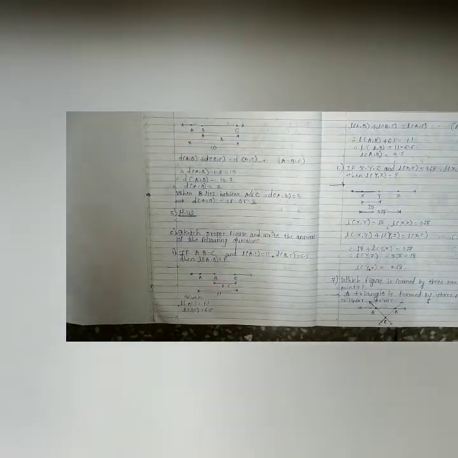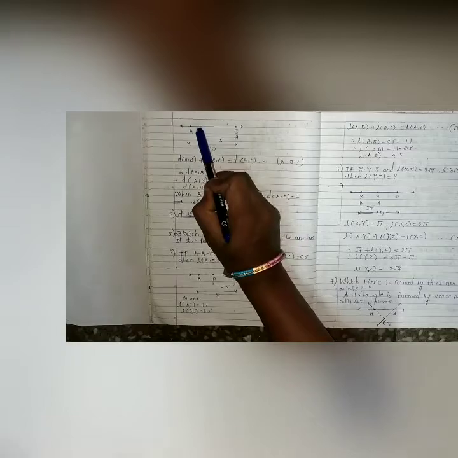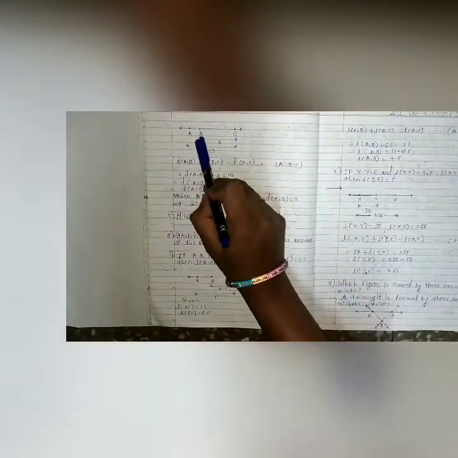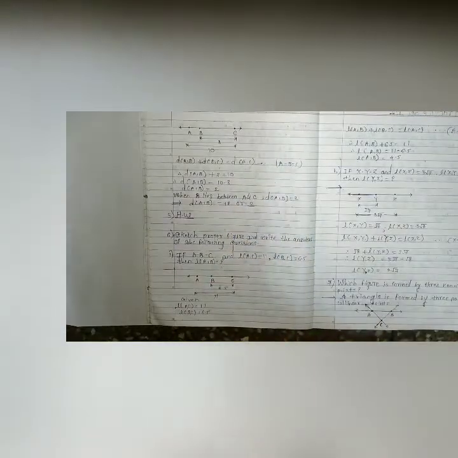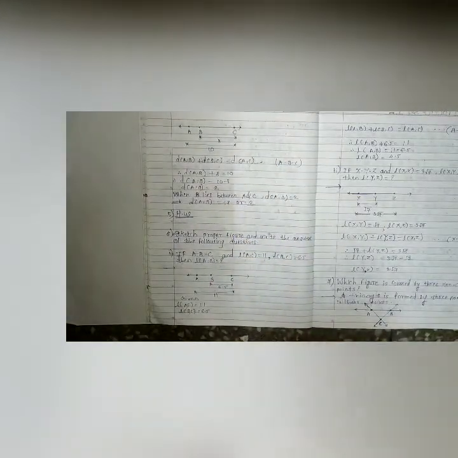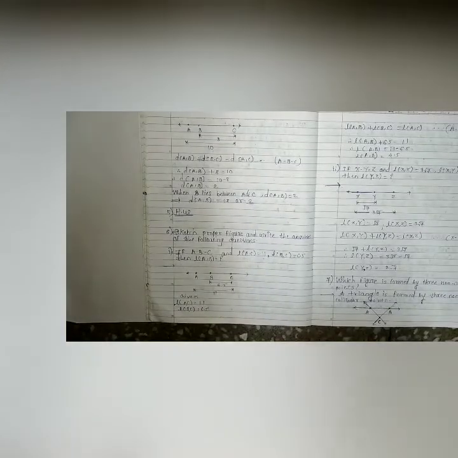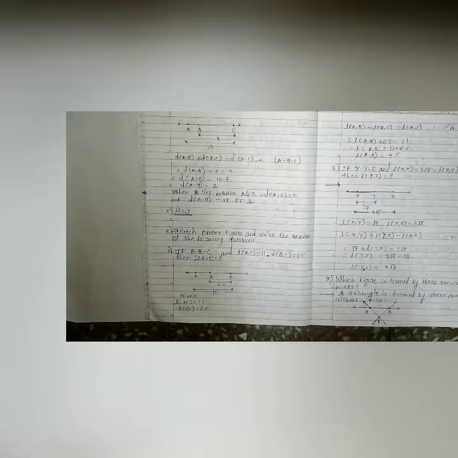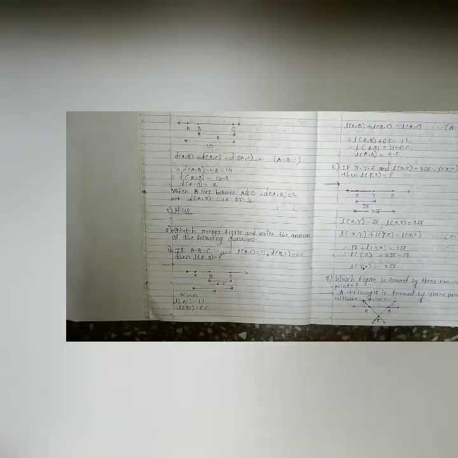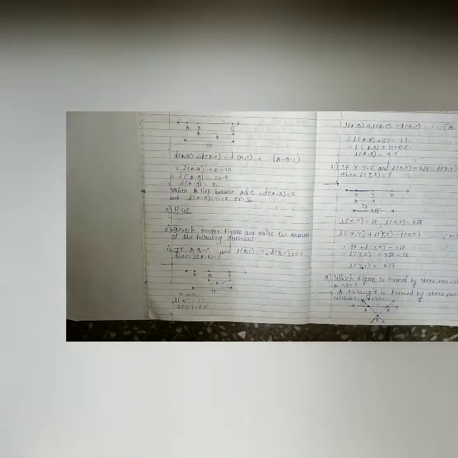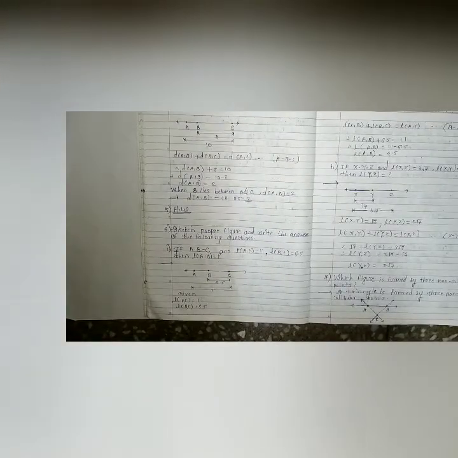Now the third possibility is A lies between B and C. If we find the distance AB, then we get a negative value. We get distance minus 2, distance AB is equal to minus 2. But we know that the distance between two distinct points is a non-negative real number. Therefore, distance is always positive, so the third possibility is not possible. That is, A does not lie between B and C.